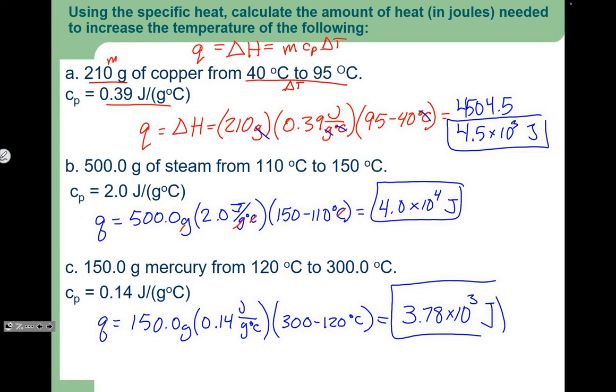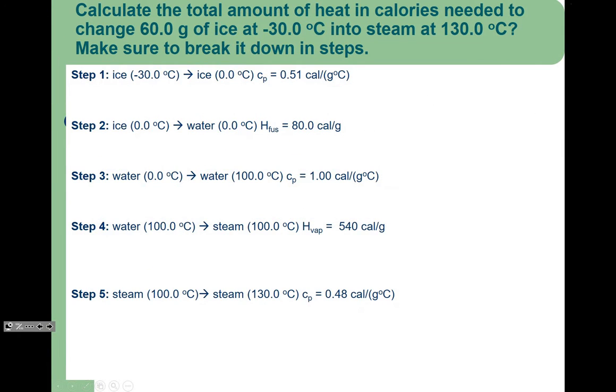So if it was going down, I would just say it was a negative, that many joules given off, or the heat that was given off was this many joules. Okay? All right, we okay? All right, going forward. This one right here is back to where we did the heat curve.